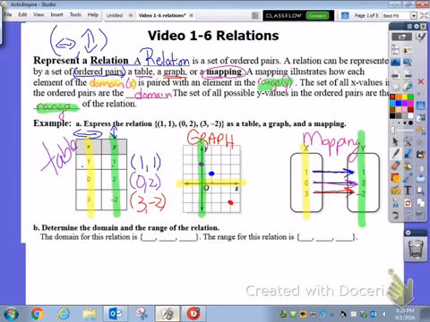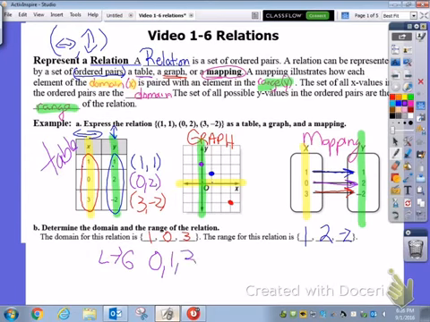So the domain for this is the numbers in the x column. So the domain is 0, 1, and 3. The range is the numbers in the y column, 1, 2, and negative 2. Now, the thing that you have to realize is that these have to be in order from least to greatest. So the least is 0, 1, 3. So this should be the correct order. And then the range is negative 2, 1, 2. So that's least to greatest.